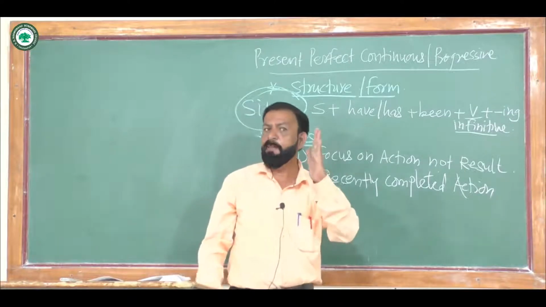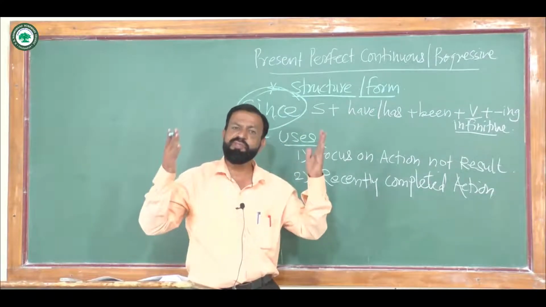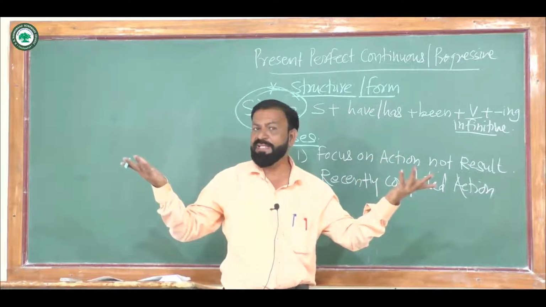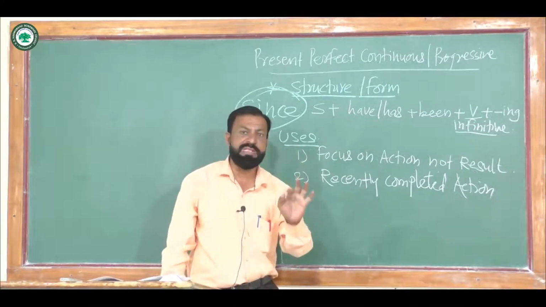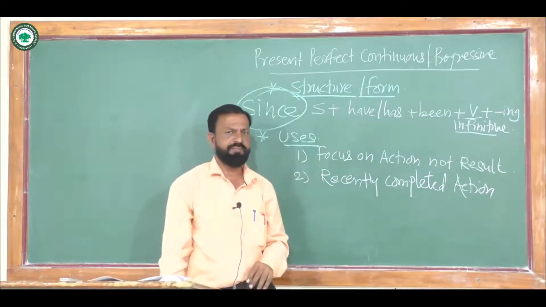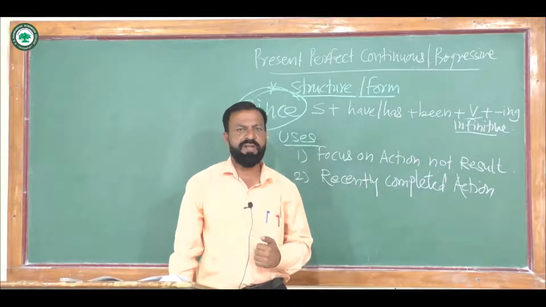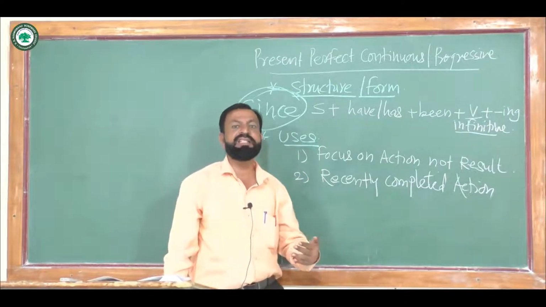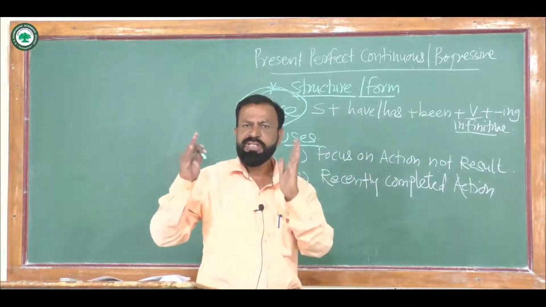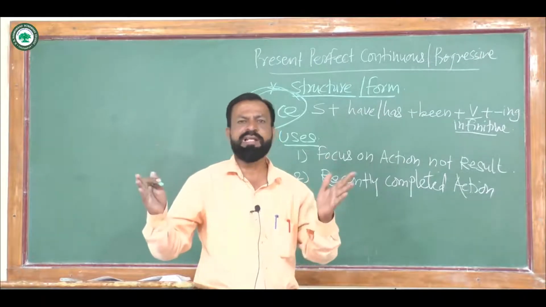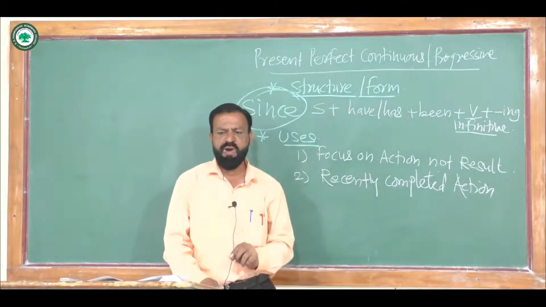Or the name of a month. When I say I have been working here since January, since May, since April, all of these are names of months. So we have to use since and not for. When we indicate the name of a season, for example, I have been working here since winter, since autumn, since summer. Summer, winter or autumn, these are names of seasons. So we have to use since and not for.